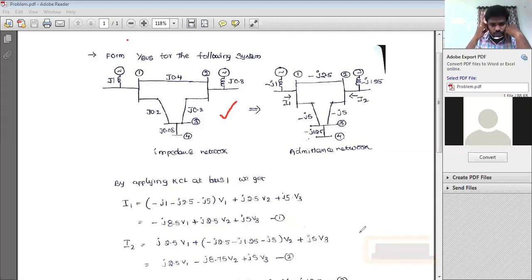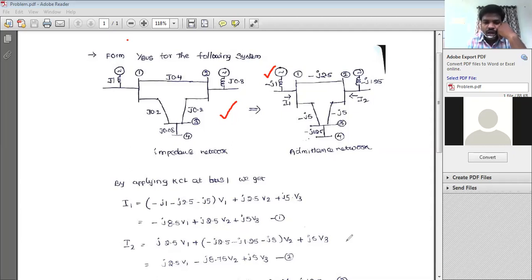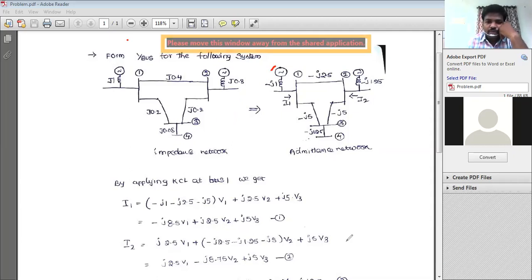Right. So first of all, this is a very important point you need to remember. First, you have to analyze whether the given values are impedance values or admittance values. Always, the admittances are given as minus j something. Why? Because 1 by j obviously gives minus j, right? So first of all, you have to convert the impedances to the admittance network.